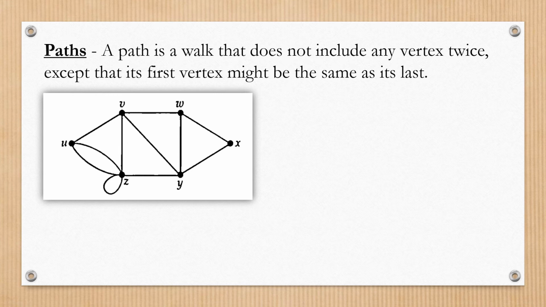Okay? Hindi natin pwedeng gamitin ang vertex ng... pwede lang natin gamitin ang vertex ng isang beses lang sa path. Pero sa walk, pwede natin gamitin ang vertex more than once. Kahit ilang beses natin pupuntahan yung vertex na yon. Okay? But sa path, isang beses lang natin pwedeng gamitin or isang beses lang natin pwedeng daanin.